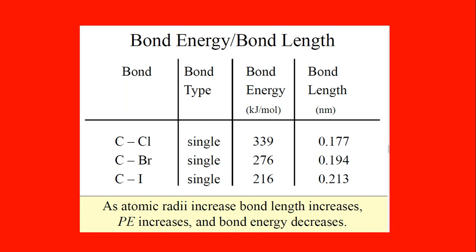Look at the bottom there: as atomic radii increase, the nuclei get further apart from each other, so bond length increases. The electrons' attraction to the nuclei of the other atom gets further and further apart. Potential energy increases because they're getting further apart. There's more room to be silly, more room to get in trouble, and bond energy decreases. So the amount of bond energy holding the bond together is going to decrease.